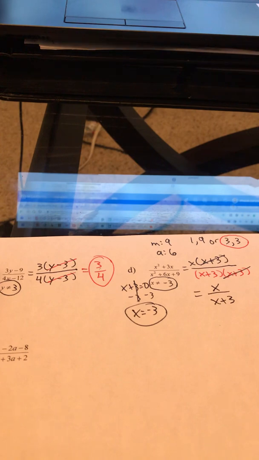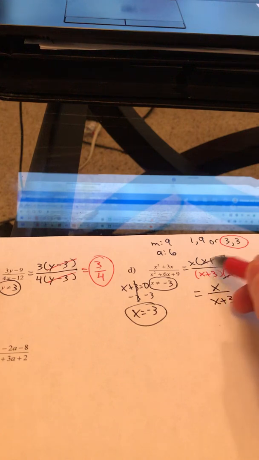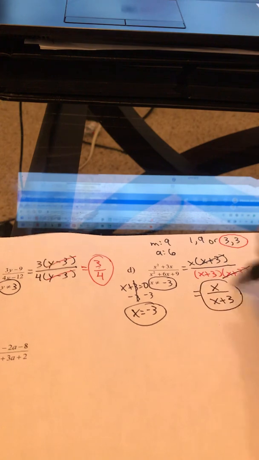Now again, one of the more common mistakes shows up here. Do not cancel this x and this x. This x plus 3 is a quantity. In order to cancel, you have to have a full x plus 3 in numerator and denominator.